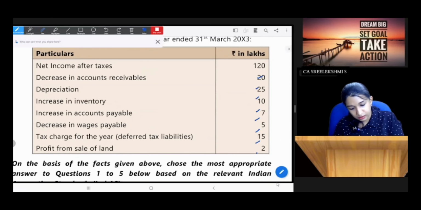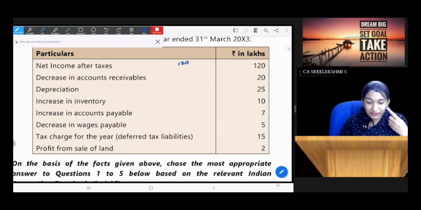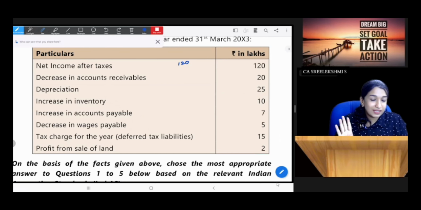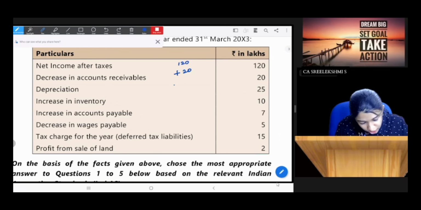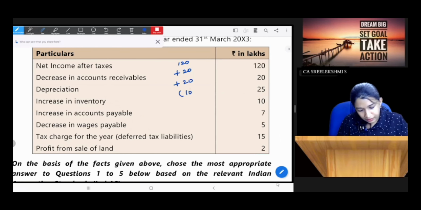How do you calculate? Income after taxes, 120. Actually we need PBT, but here income after taxes, so you add back tax. Anyway, because we're not preparing the statement, we just need the cash flow from operations. Decrease in trade receivables. Do you remember? Working capital changes: add a decrease in current assets and increase in current liabilities. Decrease in accounts receivable means you have received cash from trade receivables. Depreciation, non-cash expense, you add. Increase in inventory means you purchase, that's outflow. Minus 10.